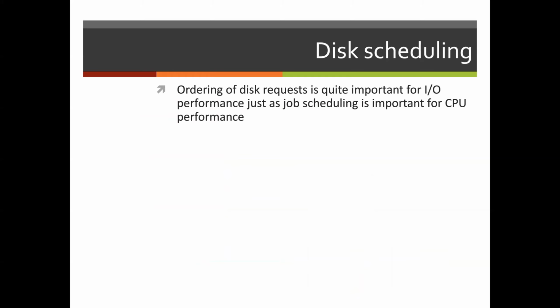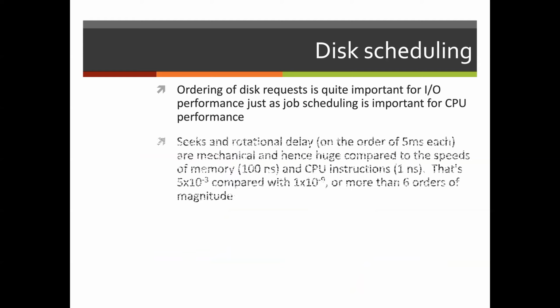With this scheduling, you have to consider that the ordering of disk requests is quite important for I/O performance, just as job scheduling is important for CPU performance. In this case, we need to consider the seek, the rotational delay, and the mechanical components that are utilized. This can create a huge disadvantage in terms of the speeds of memory and CPU instructions. So that's 5 times 10 to the negative 3 compared to 1 times 10 to the negative 9, or more than 6 orders of magnitude.